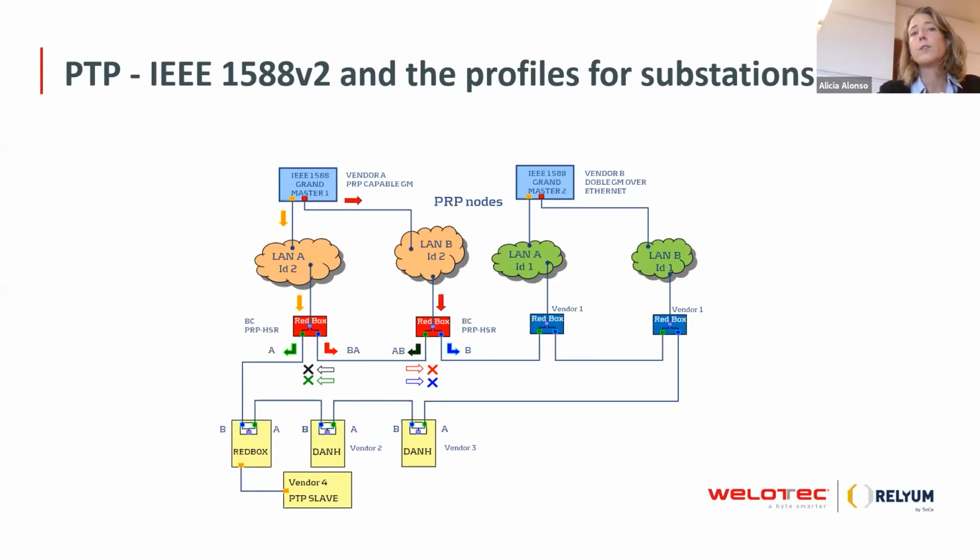where you have two PRP networks, one with the identifier 1, the second one with ID2, with their LAN A and LAN B. You can have one time reference in one of the PRPs, another time reference in the second one, and you can even connect these PRP networks to an HSR ring.